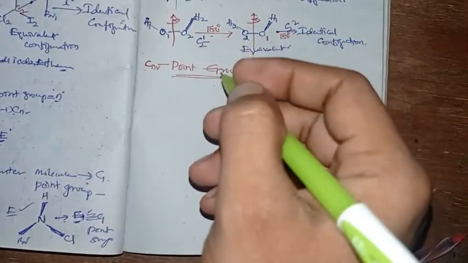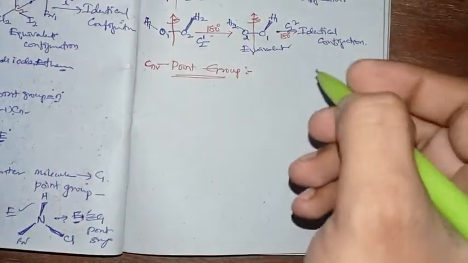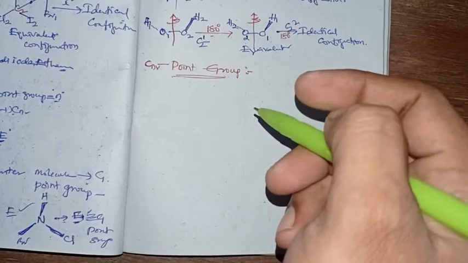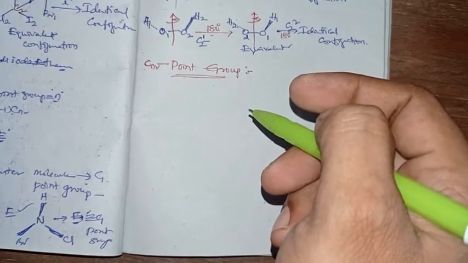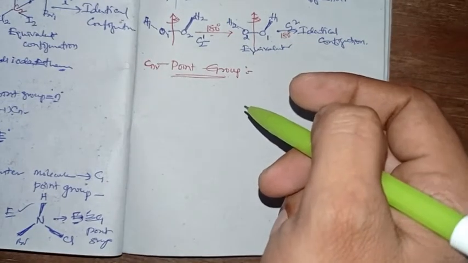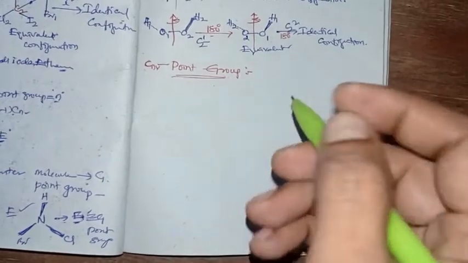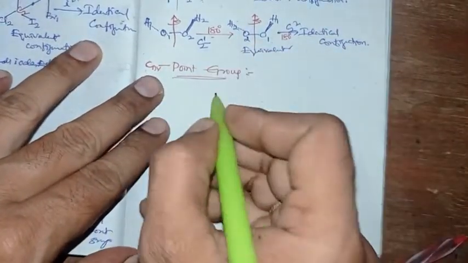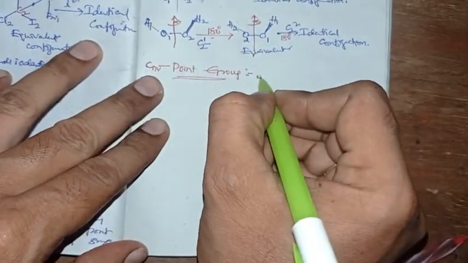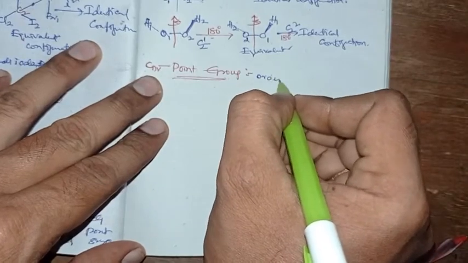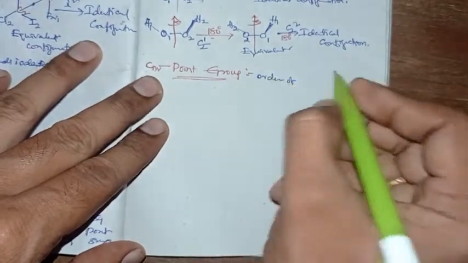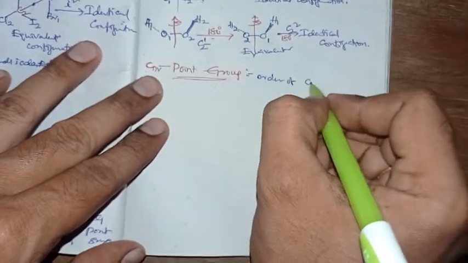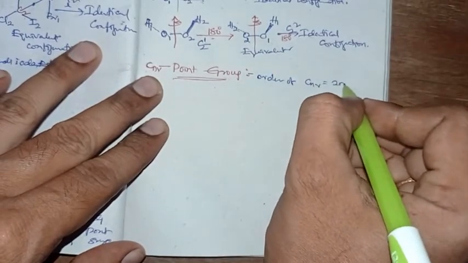Everyone, in this session of the class I am going to explain the CnV point group, where we are going to see C2v and C3v point groups. In the CnV point group, the order of the point group, the order of CnV, is 2n.